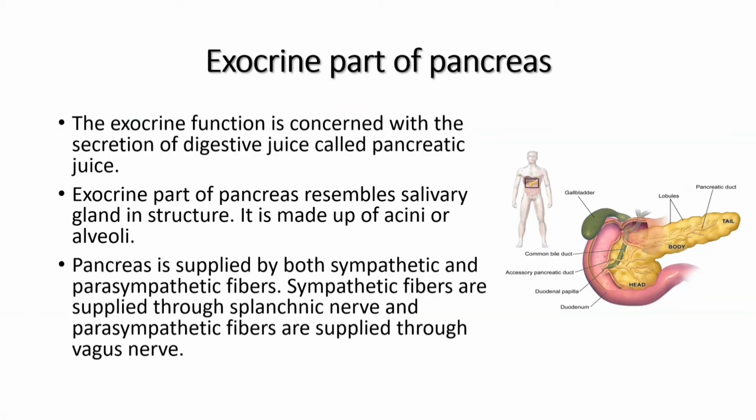Exocrine part of pancreas. The exocrine function is concerned with the secretion of digestive juice called pancreatic juice. The exocrine part of the pancreas resembles a salivary gland in structure. It is made up of acini or alveoli. The pancreas is supplied by both sympathetic and parasympathetic fibers. Sympathetic fibers are supplied through the splanchnic nerve and parasympathetic fibers through the vagus nerve.